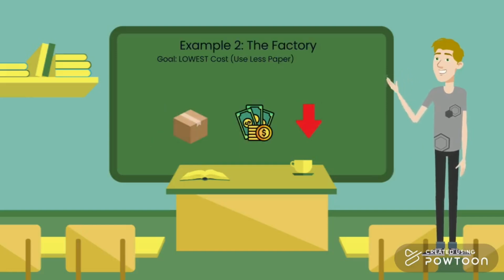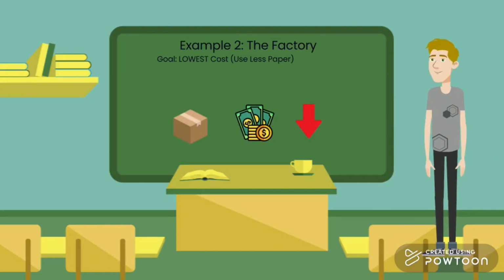Here is another example. Think about the picture. Making boxes. They want to use less paper to save money, but the box must be big enough. We can calculate the lowest cost.